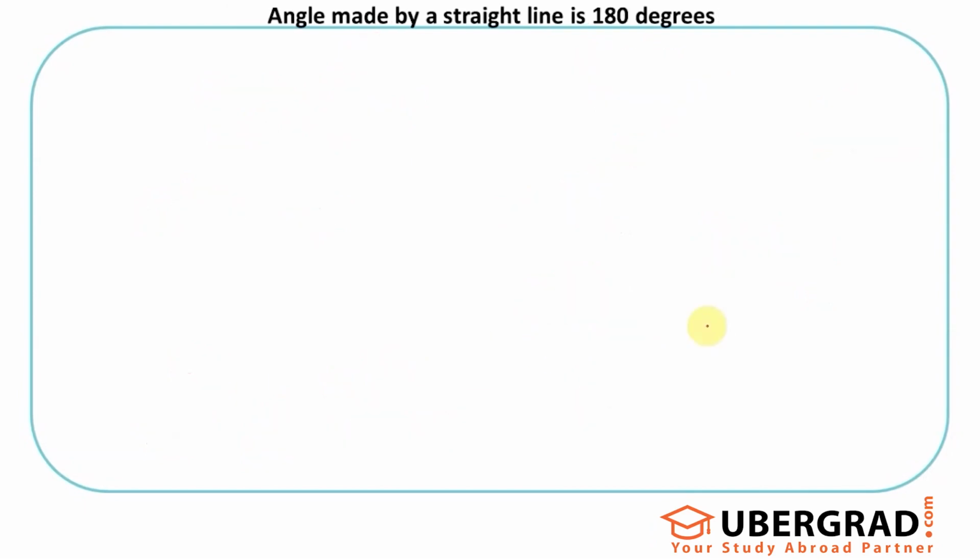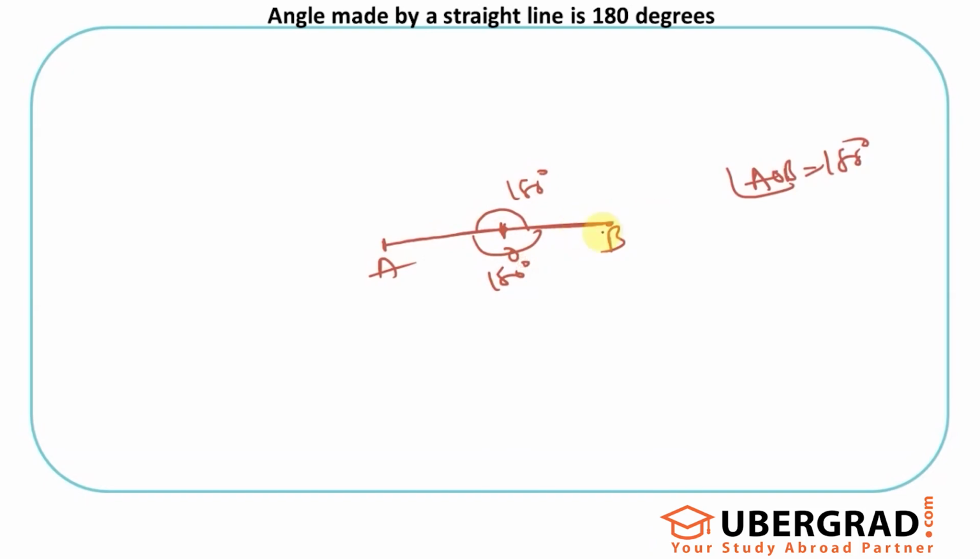The angle made by a straight line is 180 degrees. If I have a straight line, let's say AB, what is angle AOB? It is 180 degrees. How am I measuring AOB? From A, I draw a line to O, and from O, I draw to B. Because all of them are in a straight line, the measurement has to be 180. This will also be 180, obviously.